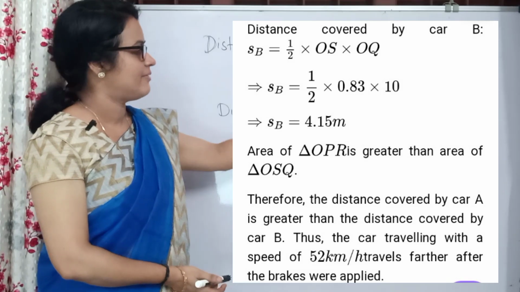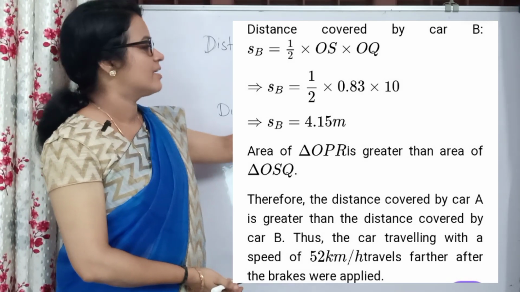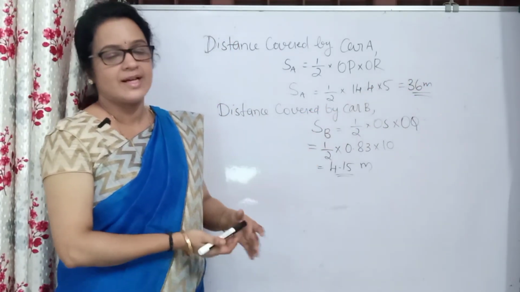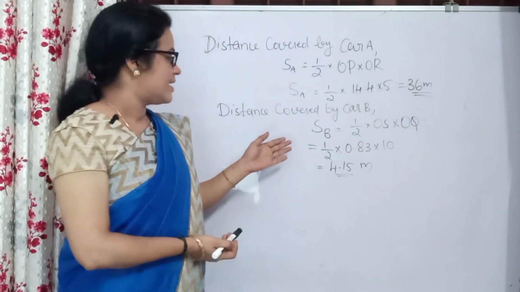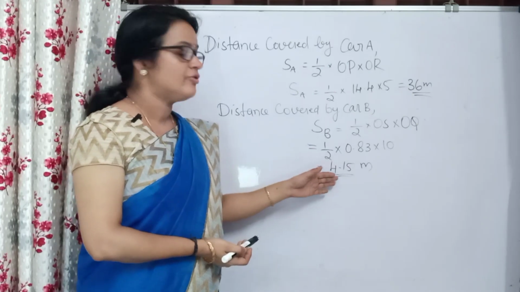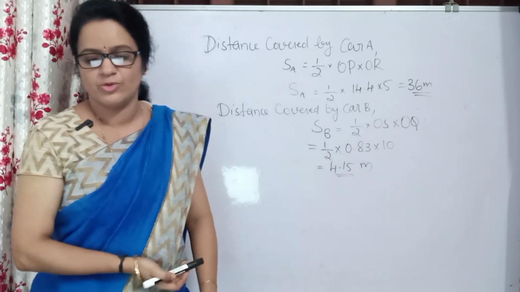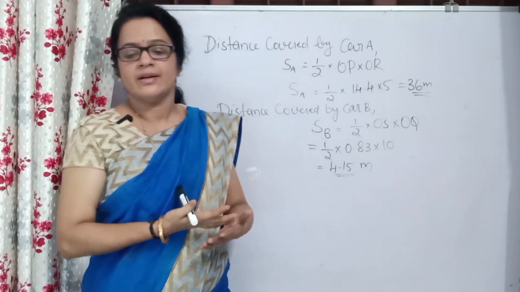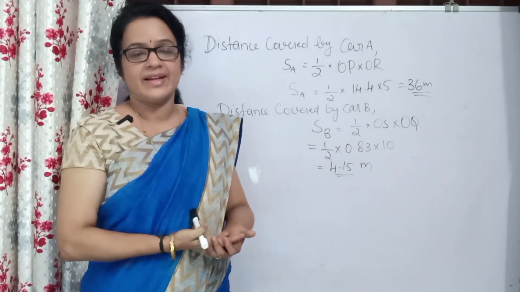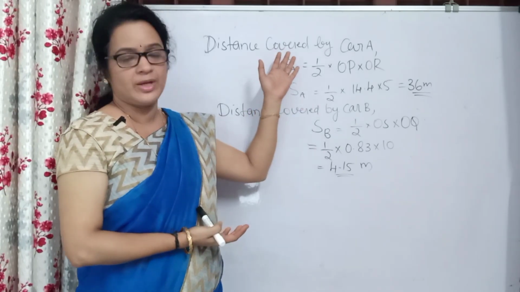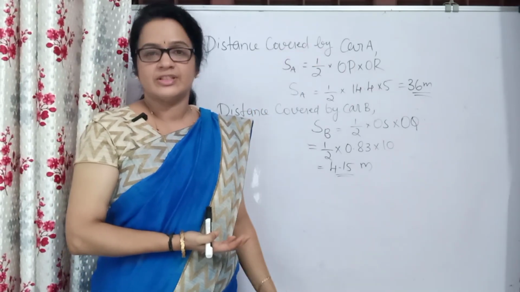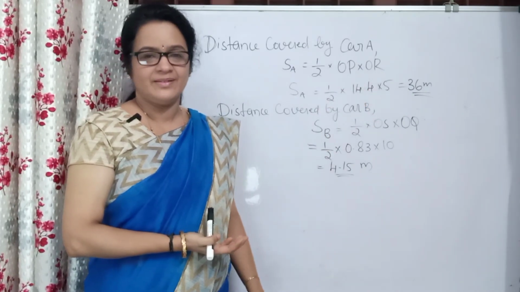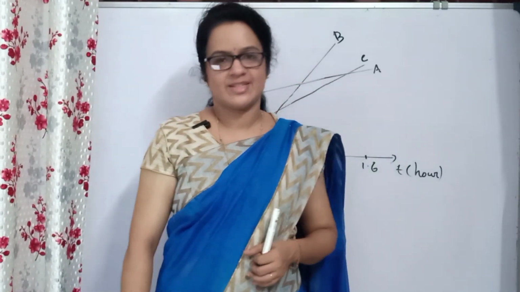So which one is having more area? Yes, the first car is having more area, that is 36 meter. That means that much distance it has moved. Okay, and in the case of the second car, it has moved only 4.15 meter. So which is the answer for that? Which car will be traveling further after the brakes are applied? Yes, that will be the first car. Okay, so car A will be moving further after the brakes are applied. Okay, clear? Now we can move to the next question.